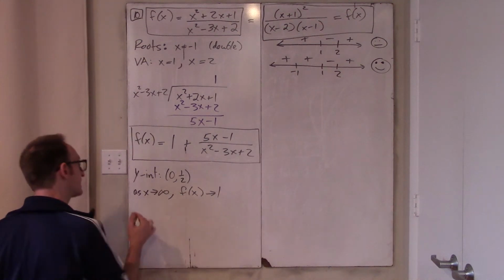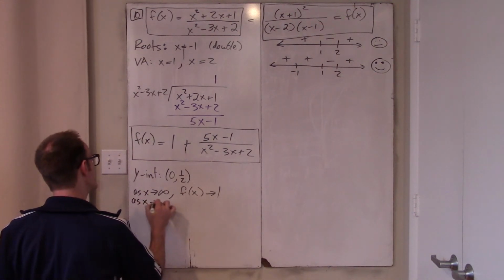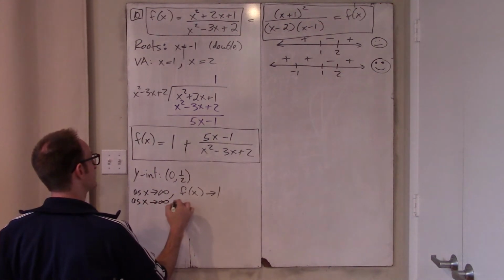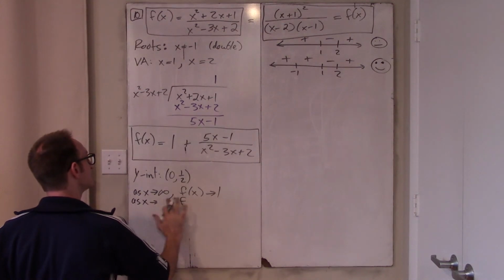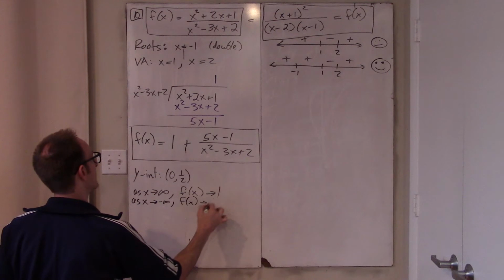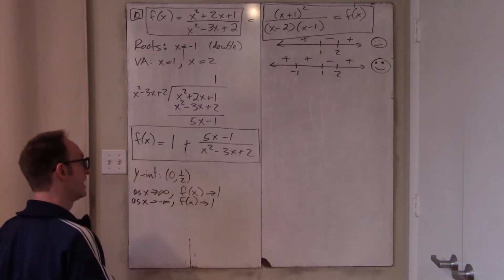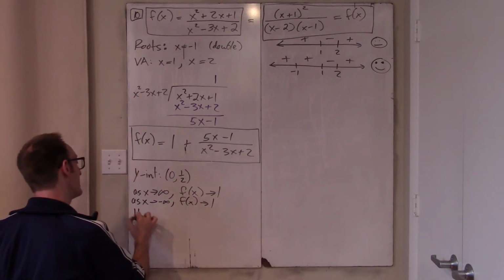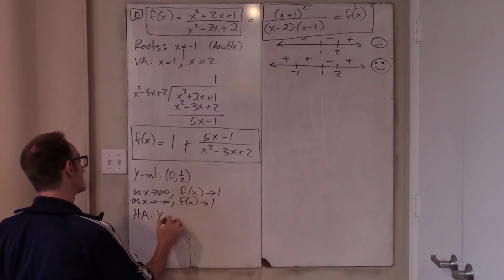And as x gets bigger and bigger, this whole thing is just gone. And so it's clear that this function is going to 1, and it's also clear that as x goes to negative infinity, this function is going to 1. Okay, so we have a horizontal asymptote at y equals 1.